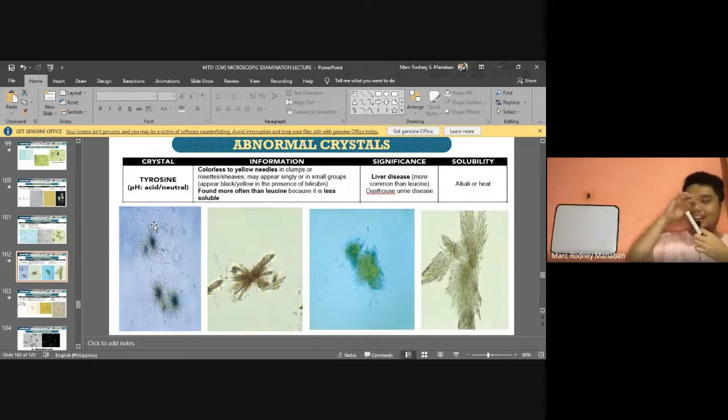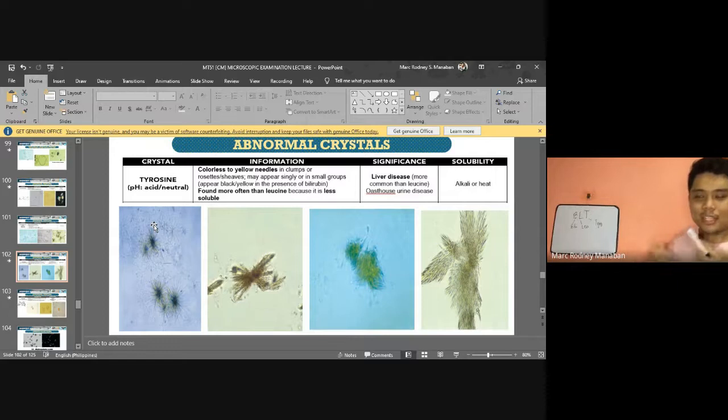The mnemonic is back. You have the BLT. Okay? So you have the BLT in microbiology, and you also have the BLT in clinical microscopy. The BLT in clinical microscopy is, again, the liver disorder crystals. Letter B stands for bilirubin, L stands for leucine, and T stands for tyrosine. Okay? Take note. BLT.